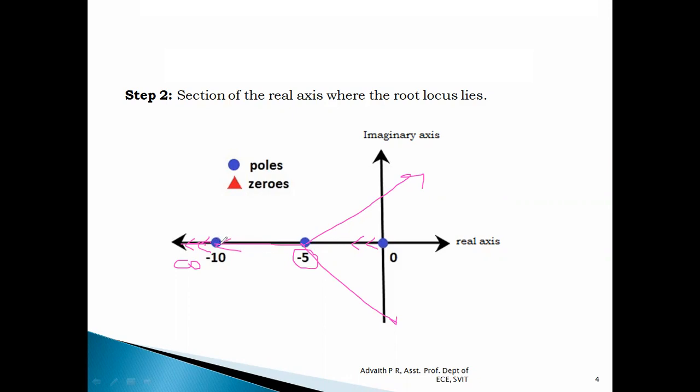Root locus will always start from poles and it will end at zeros, or it will end at infinity. Here, the root locus will start from these two poles, and we have to find a point such that from that particular point, the root locus will reach infinity. That point is called the breakaway point.